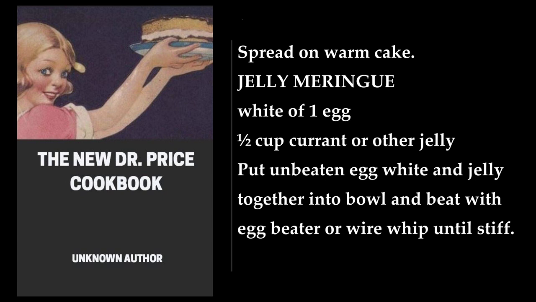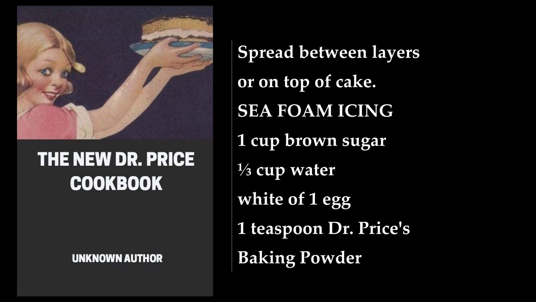Jelly meringue. White of 1 egg. 1/2 cup currant or other jelly. Put unbeaten egg white and jelly together into bowl and beat with egg beater or wire whip until stiff. Spread between layers or on top of cake.